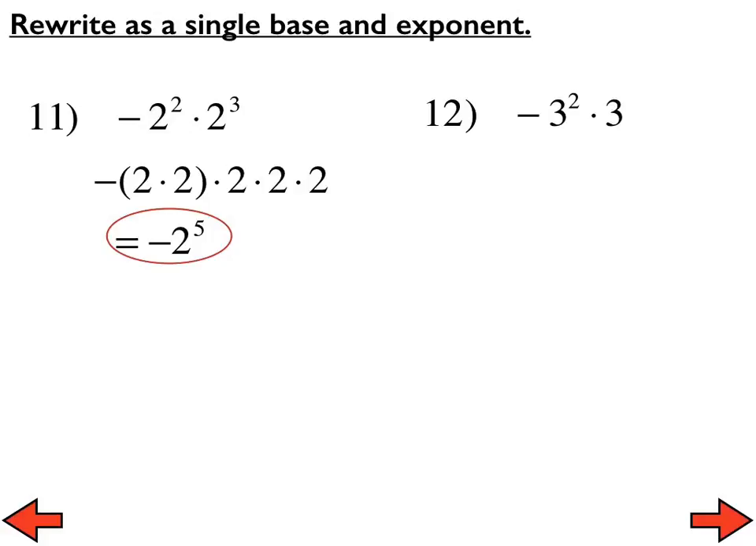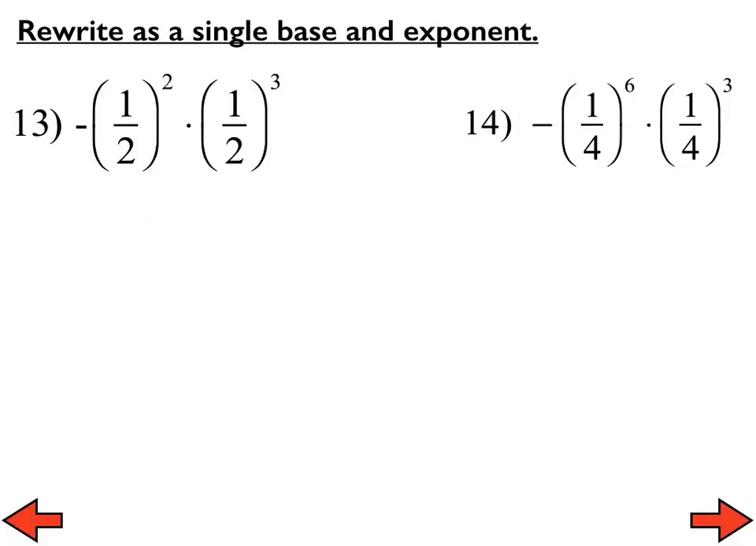Number 12, is the negative involved? Is it in parentheses? No, so it's not going to be squared. There's only one negative out in front, so leave it out in front. So negative 3 times 3, then times another 3. So it'll be negative 3 to the 3rd. No parentheses. So far so good?